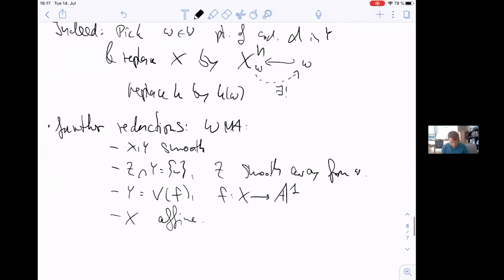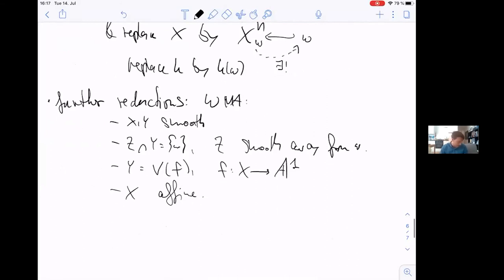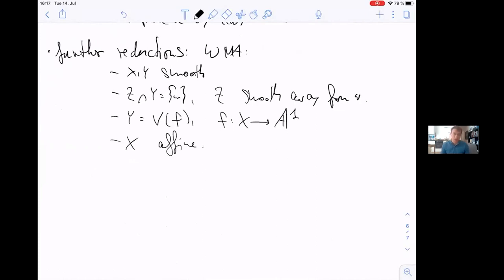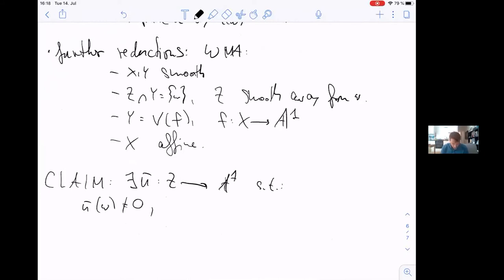Okay, so I will admit that maybe it's not quite clear where we're going, but let me try. I'm going to now make two claims, which basically are the heart of the proof, and which I'm not going to prove because of time, attention span, various reasons. So the first claim is the following. I claim that there exists a function u bar from Z to A1 having a bunch of good properties. First of all, I want it to not be zero at w. Secondly, I want this product u bar f, also a function from Z to A1, to be finite. And also I want u bar not to have double roots.